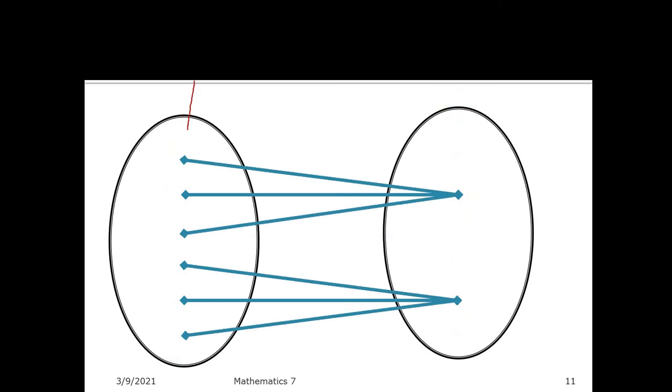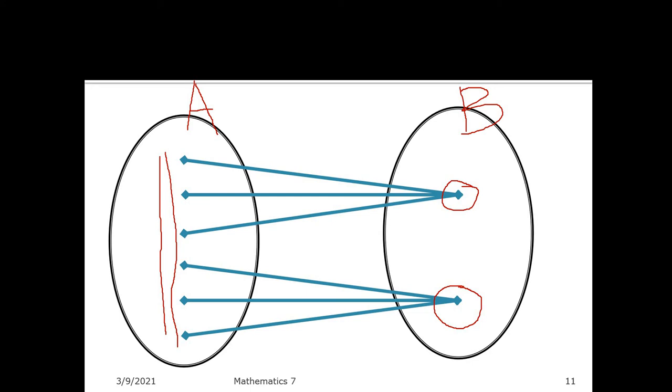Here, for our first set, every element in A is paired with an element in B. But there are only two elements in B, so the elements in B are repeated. But we are only going to focus on the elements in A. The elements in A are not repeated. So this relation is called a function. It's still a function. Our focus is only the first set.